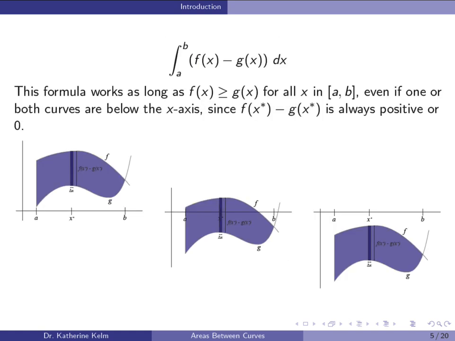This formula works as long as f of x is greater than or equal to g of x for all x in the interval, even if one or both curves are below the x-axis, since f of x star minus g of x star will always be positive or zero.